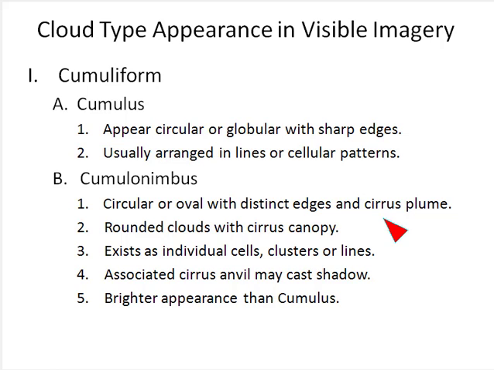They're rounded clouds with a cirrus canopy. They exist as individual cells, clusters, or lines. Their associated cirrus anvil may cast a shadow, and this can be a distinction when looking at them in the visible imagery. And they're also brighter in terms of their appearance compared to the cumulus clouds.